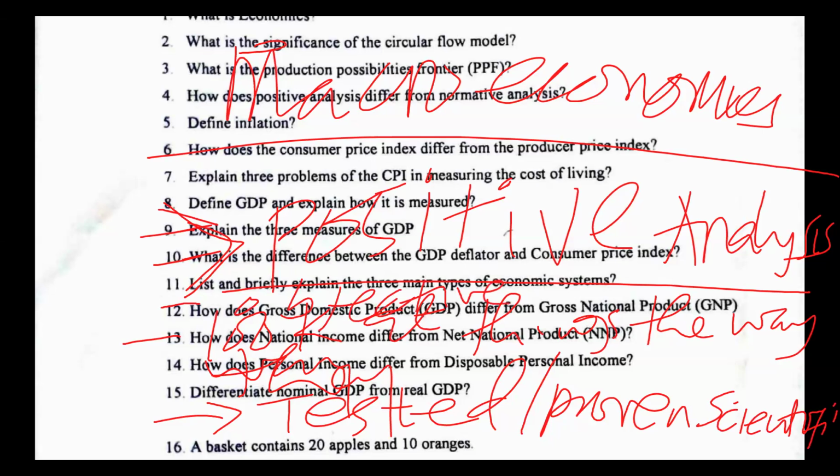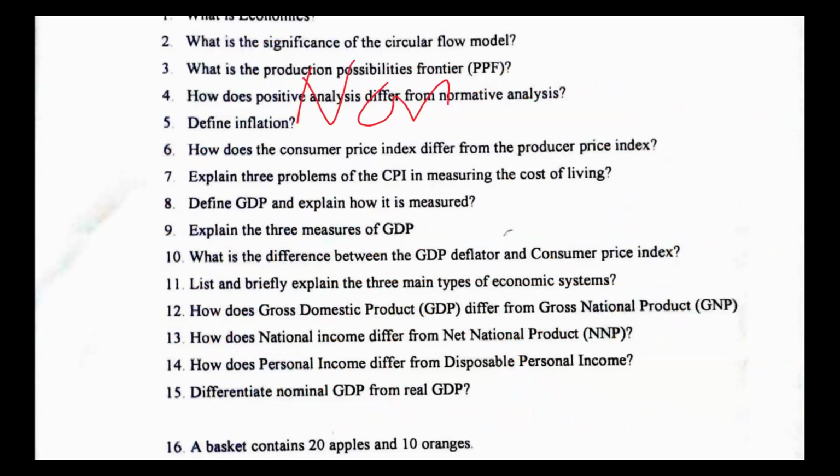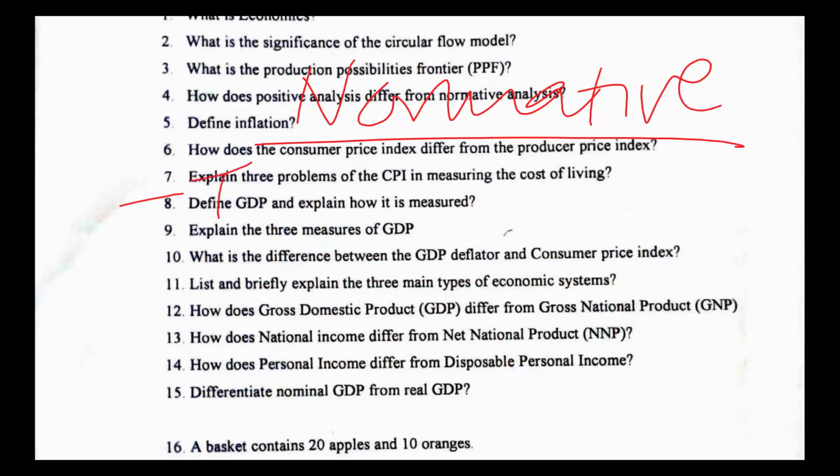But on the other hand, you have normative. Instead of looking at things the way how they are, here you look at things the way how they should be, or the way how the issues ought to be. That's how you look at issues, not really the way how they are. For example, the government should provide free education to all Zambians because we are a developing country.